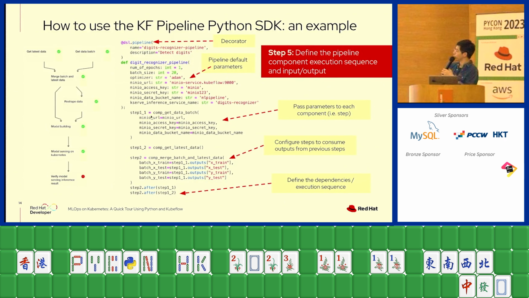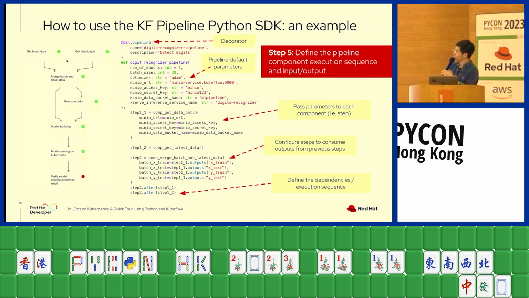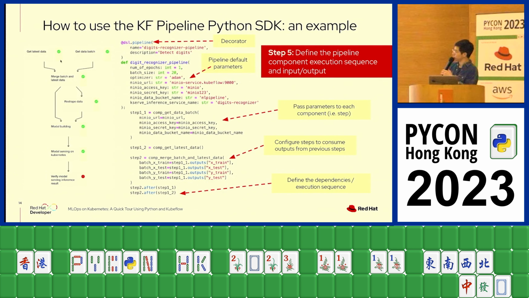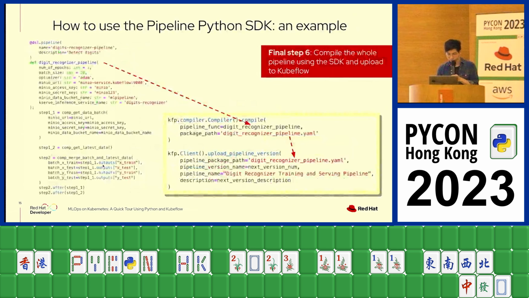What is step 1.1? I try to get the data from batch. What is the input? And then 1.2, what are the inputs and outputs? And then you can define the sequence. For example, step 2 should be run after 1.1 and 1.2. Then you define it here. So that's why you have this relationship, 1, 2. These are dependencies that you can define.